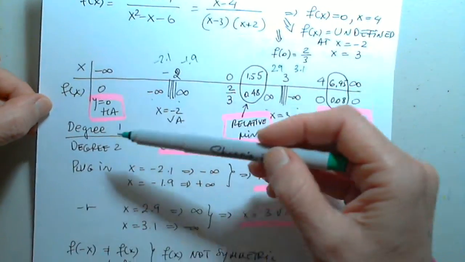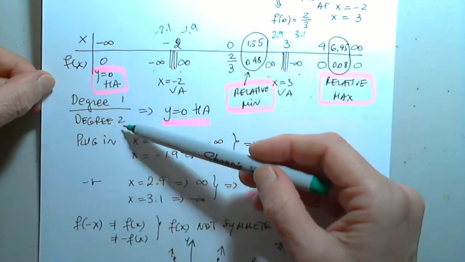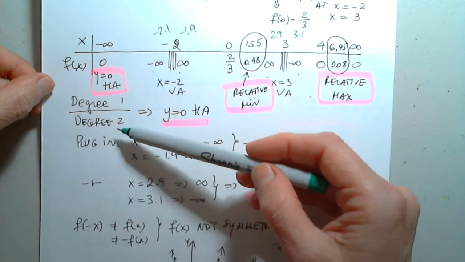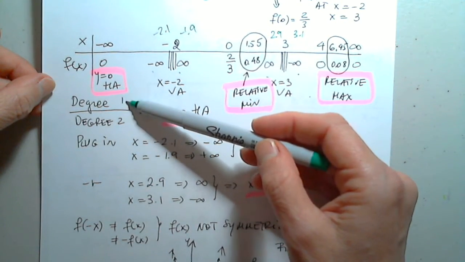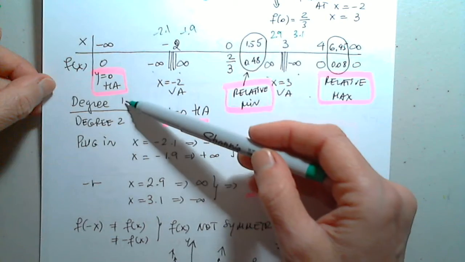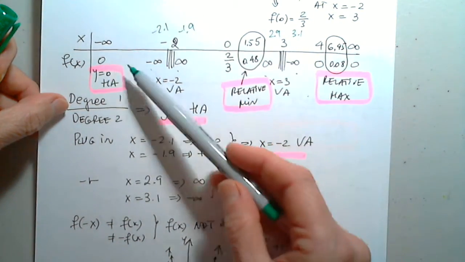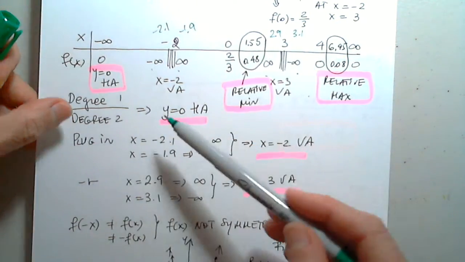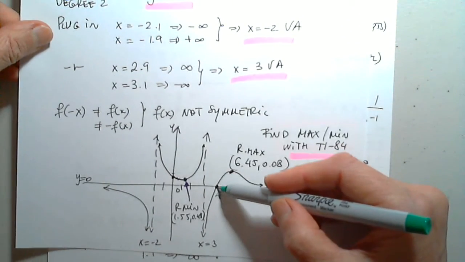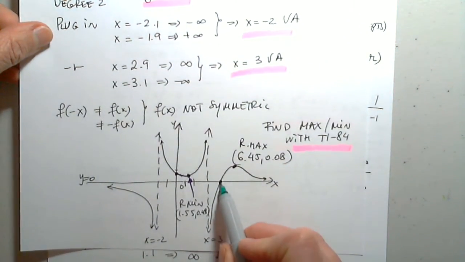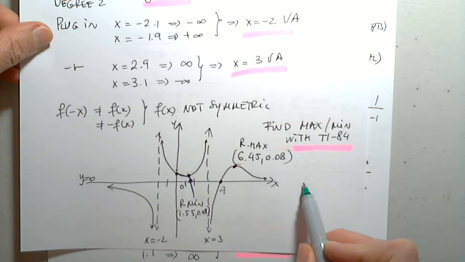Because the degree of the numerator is 1, the degree of the denominator is 2. Every time the degree of the denominator is bigger, not equal to, strictly bigger than the degree of the top, the horizontal asymptote is always 0. And the end behavior. So when it crosses at 4, it cannot become flat and go to 0.